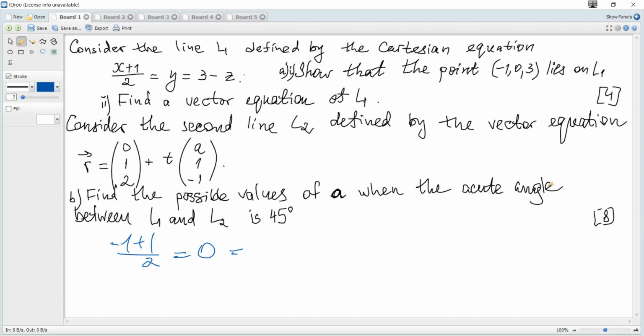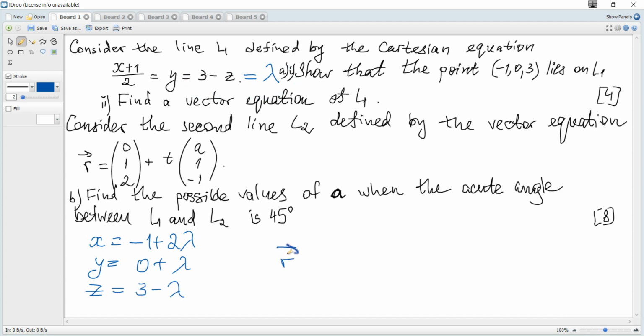Next, find the vector equation of L1. To find the vector equation, we can equate it to some parameter, for example lambda, and just solve for x, for y, for z. So we consider this to be equal to lambda and solve for x, and we get that x is -1 + 2 lambda. Consider this to be equal to lambda. We can see that y is just lambda, so we can write 0 + lambda. And consider this to be equal to lambda and get that z is equal to 3 - lambda.